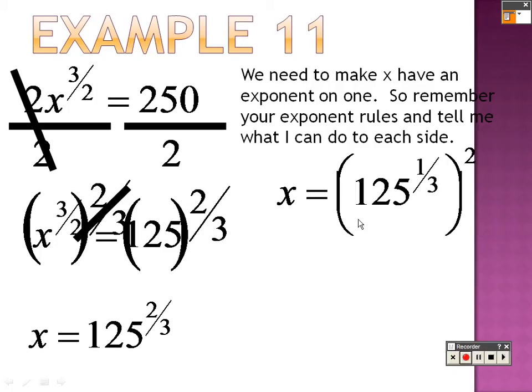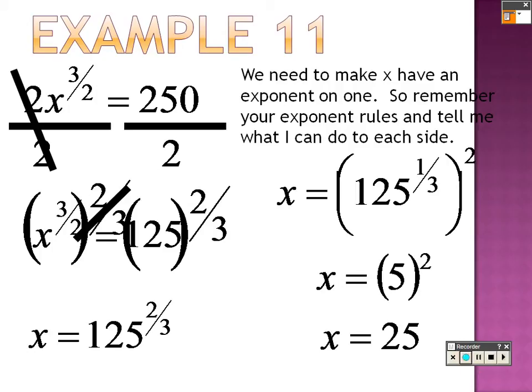Can you think of a number 3 times that gives you 125? I can. 5, right? So really I'm saying, hey, what's 5 squared? 5 squared is 25. So your answer to example 11 is 25, or you could have just plugged that in a calculator from the start, 125 to the 2/3, and you would have gotten 25 as your answer.